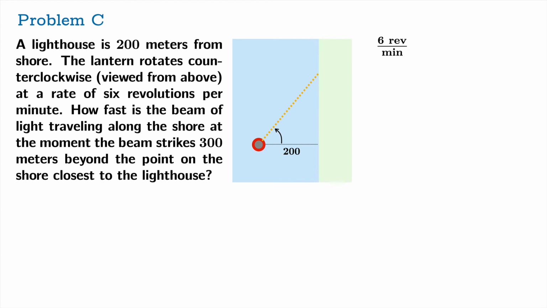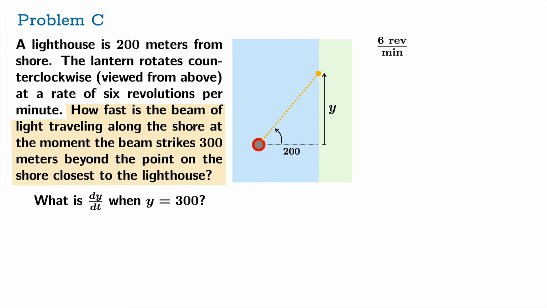How fast is the beam of light traveling along the shore at the moment the beam strikes 300 meters beyond the point on the shore closest to the lighthouse? That is a mouthful. Might be easier just to picture what's going on here. Here's the point where the beam strikes the shore. We will call this distance from the shortest point y. And now we recognize that this question is much more easily posed as follows. What is dy dt when y equals 300?